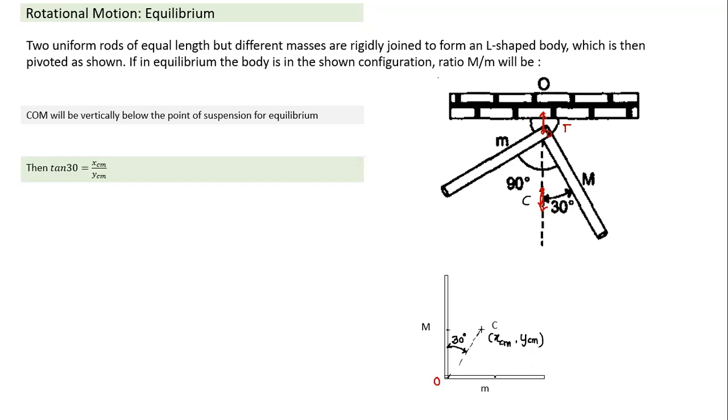What is XCM equal to? I place the entire mass M here at L by 2, and this capital M also at L by 2. XCM is equal to M into L by 2 divided by M plus capital M. Similarly, I can find YCM and substitute the ratio. I can find the capital M by small m ratio. And this question can be of any shape. So in case of this, suppose I suspend it, you can try that one.